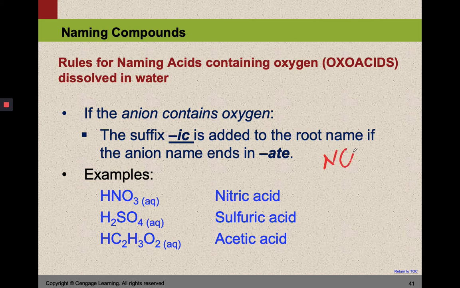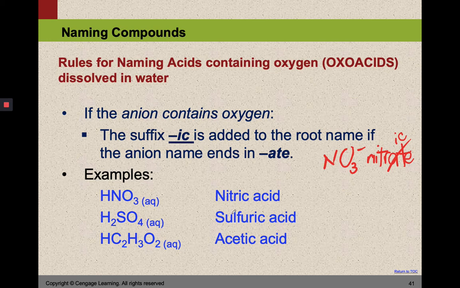NO3 minus is our nitrate ion, right? So we know that the name of this ion is nitrate, so we follow this rule. Okay, we replace ATE with IC. The same thing with the other examples. So we change this into ic, and we no longer place hydro. The hydro is just for the binary acids, which are dissolved in water.